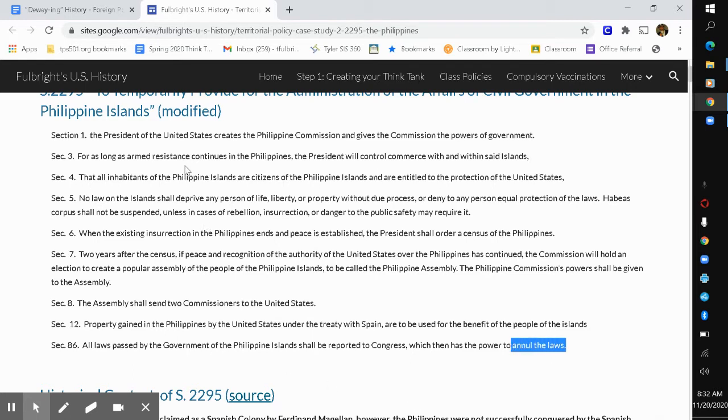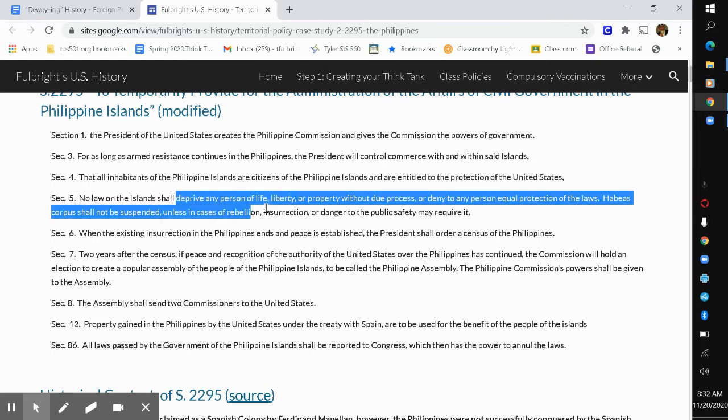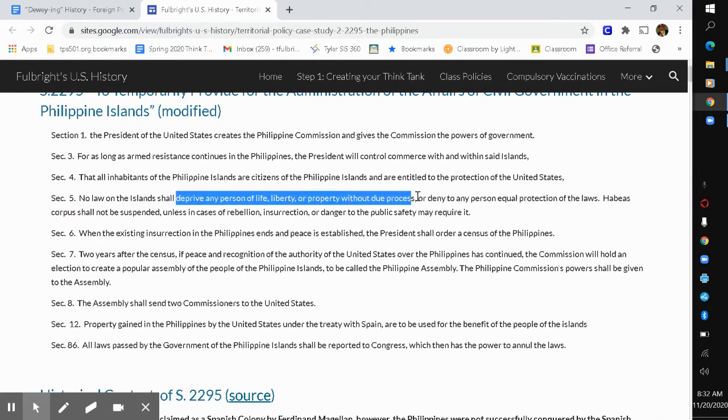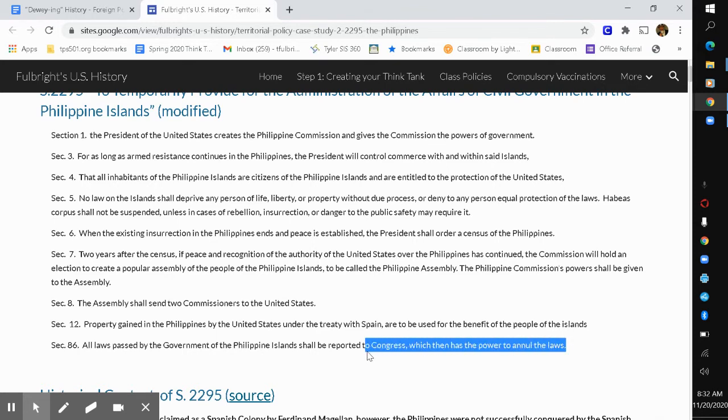So if we're going back to the start, in order for us to help the Filipinos create their own government, they're going to have to stop fighting against us. So until they stop fighting, we're not going to be giving those people their rights. After they have stopped the fighting, we're going to help them create a government for the Philippines. But in the end, who gets to be in charge of that government? Their government can create laws, but the United States Congress can undo those laws.